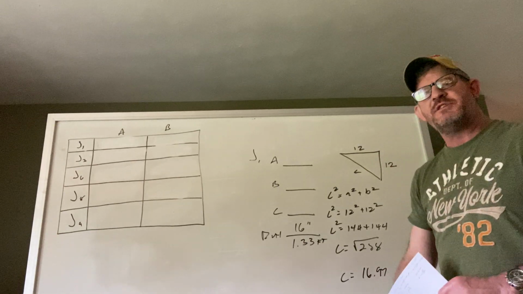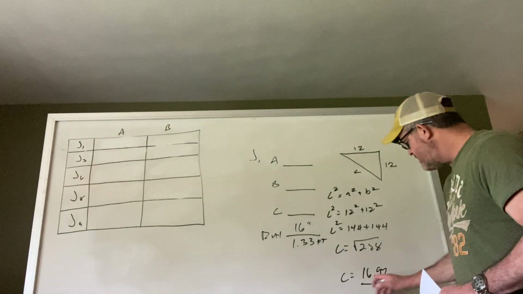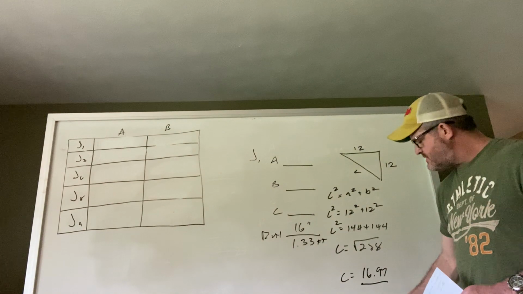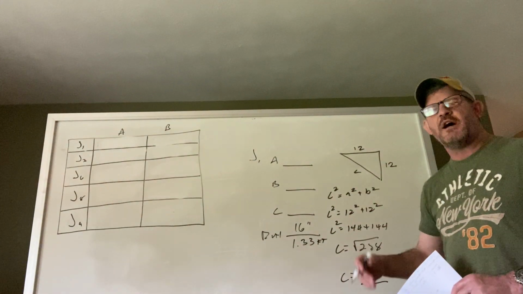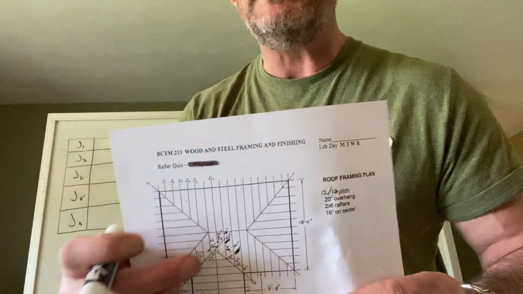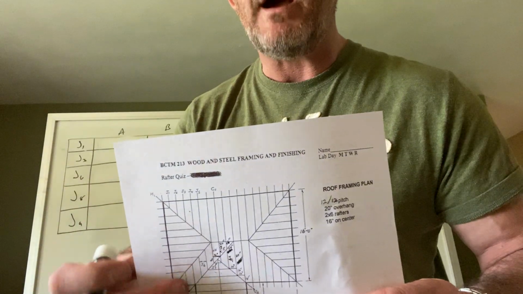16.97. Okay, we've seen that number. Why did we, what does that tell us? Where do we see 16.97? That's the bottom leg of the unit triangle when we're discussing a rafter that hits my top plate at 45 degrees, because we're dealing with a 45-degree triangle.